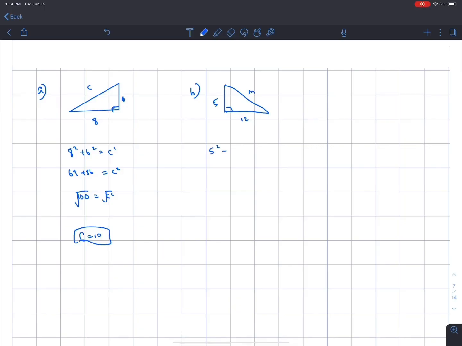Same idea, we have 5 squared plus 12 squared equals to M squared. 25 plus 144 equals to M squared. 169 equals to M squared. And now we square root both sides. We get M equals to 13. And C.